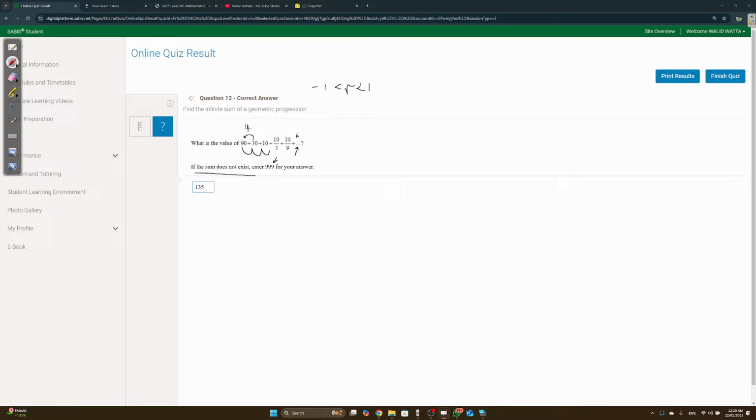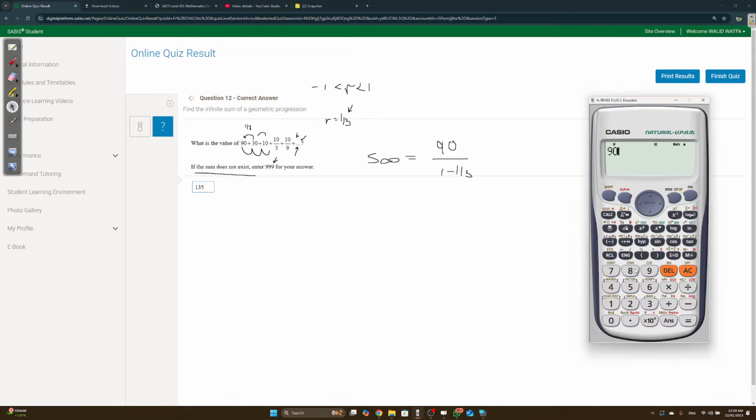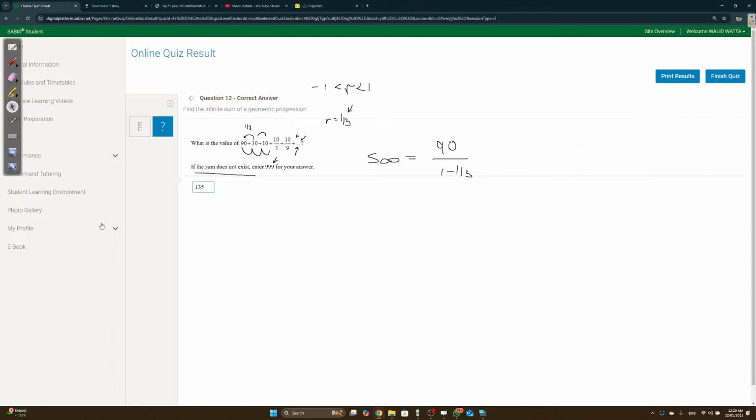30 divided by 90 is 1 over 3. 10 over 30 is 1 over 3. So your r is 1 over 3, which is in between 1 and -1. It's a decimal, right? Now you know it's converging, so you're not going to enter 999. So you're going to actually do the sum to infinity. How do I know it's to infinity? Because it's dot dot dot. Okay, so G1, which is 90 over 1 minus 1 over 3. Use our calculator. 90 over 1 minus 1 over 3. 135. Thank you so much for watching, and good luck in your exam.